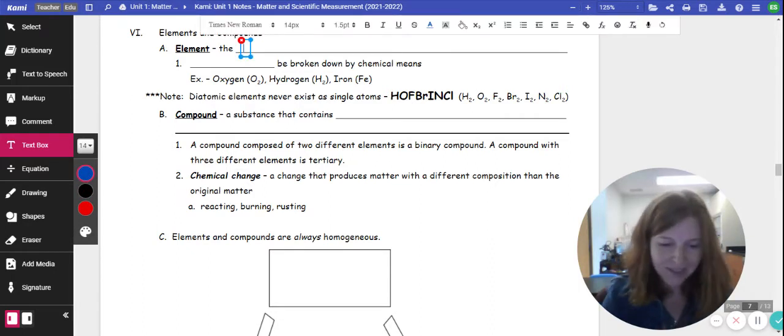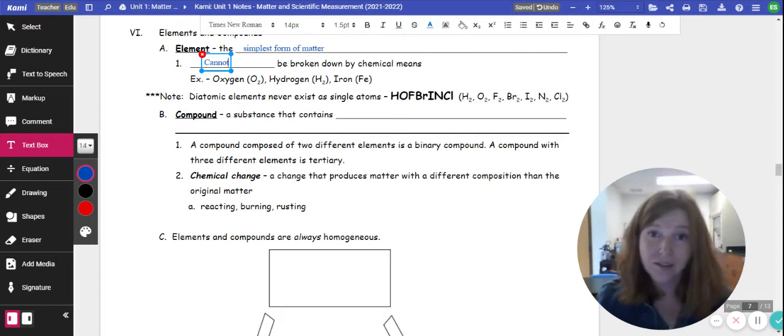So an element is the simplest form of matter. It cannot be broken down by chemical means. So think of elements like being the building blocks, all right? The Legos that make everything else. You can't change the Legos, right? No one is sawing Legos in half or gluing them together to make other Lego pieces. They're what you have to make, and you form them in different combinations to make literally everything else.